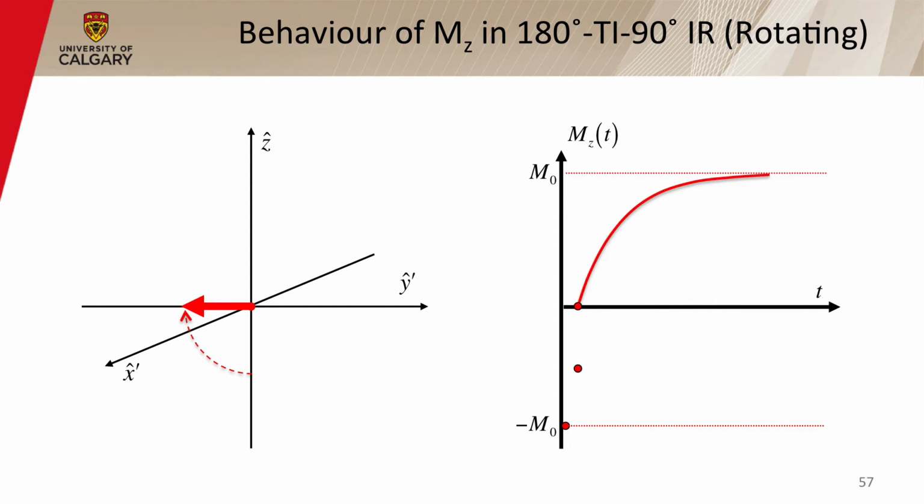So if we adjust this, if we apply our 90-degree pulse before we're at the null point, we get a different T1 recovery curve. And so if we apply it at just the right time.